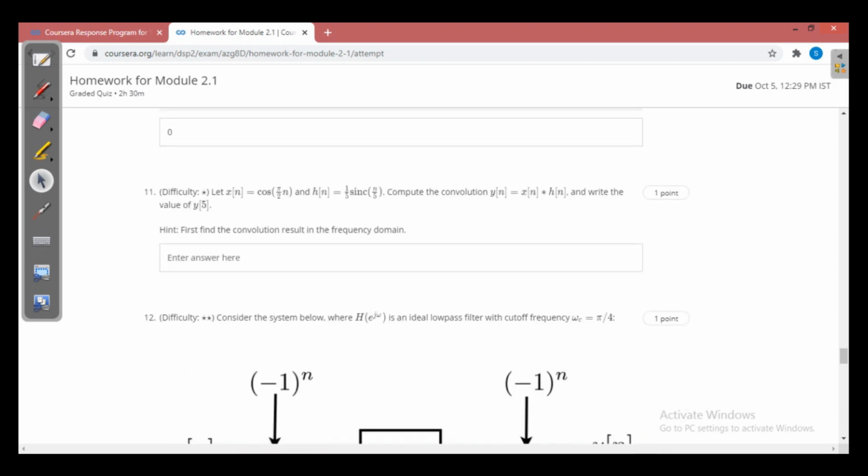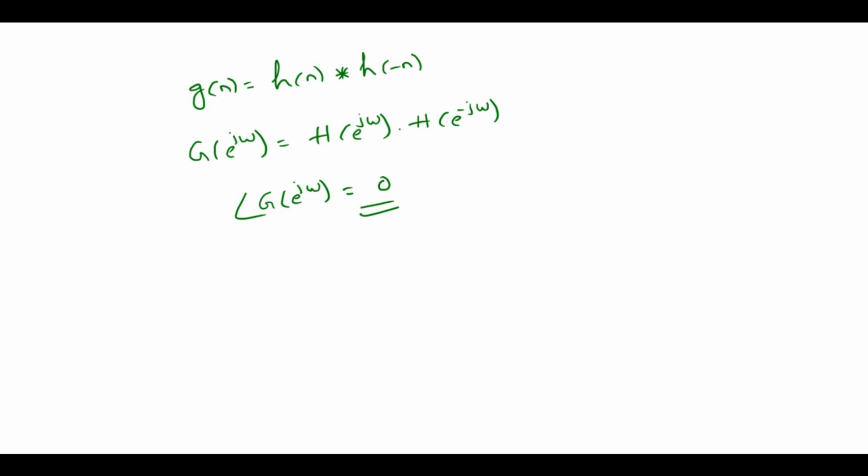Okay. Next, 11th one. Let x of n is equal to cos n pi by 2 and h of n is equal to 1 by 5 sinc of n by 5. Compute the convolution between these two and write the value of y of 5.